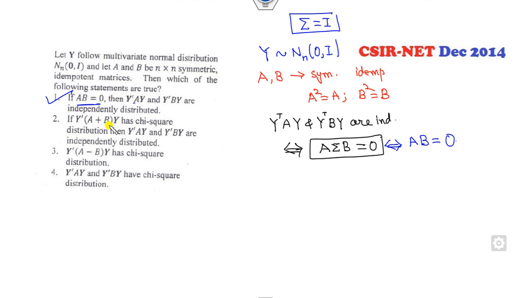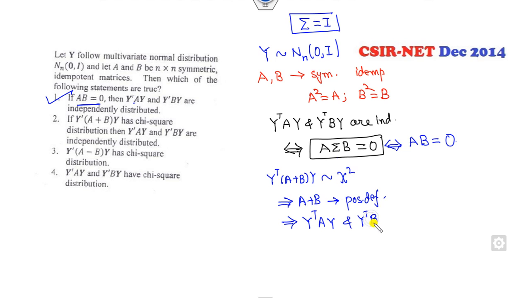If A plus B times y are independent, the same result holds, because moreover y transpose (A plus B) y will follow the chi-square distribution. What does it mean? A plus B is positive definite. If A and B are positive definite, it means y transpose A y and y transpose B y are chi-square distributed, and because of this they are also independent here.